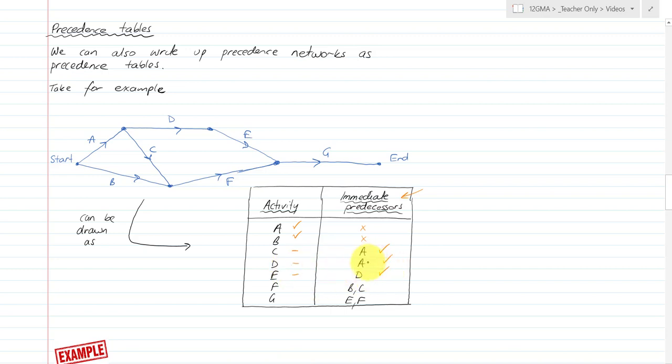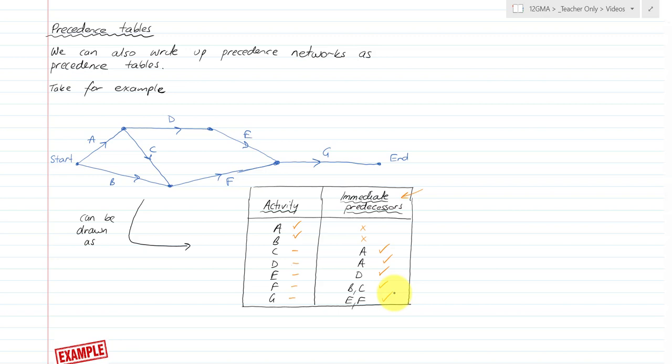So it shows that E needs to be immediately preceded by D, and therefore A as well. F, I can do, but I have to have done B and C. And I can't do C unless I've done A, so it shows that 3 things have to happen before I can do F. And G, I can do, but I have to have done E and F. You can see them both feeding into that point at the start of G.